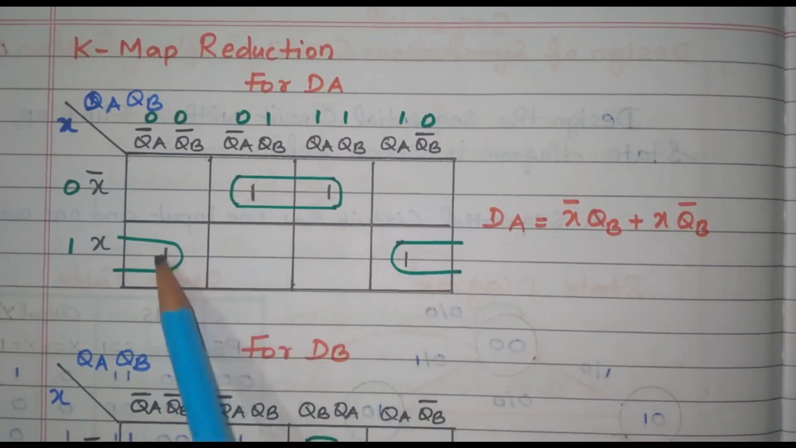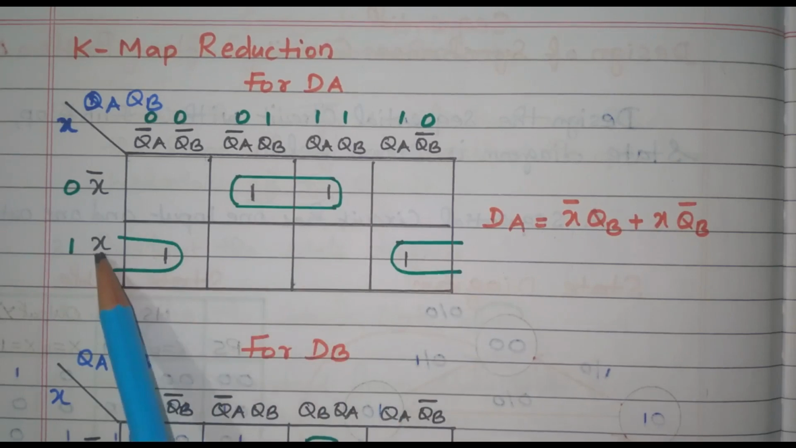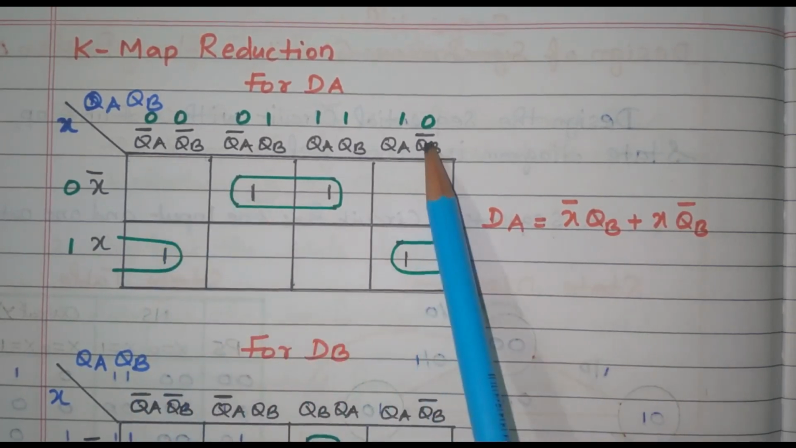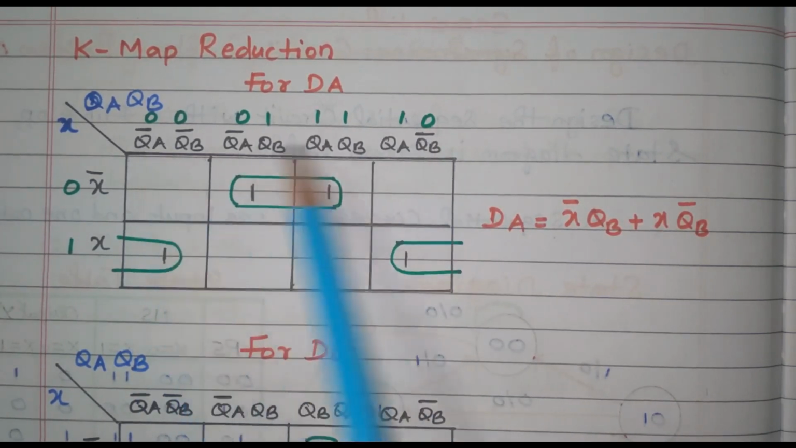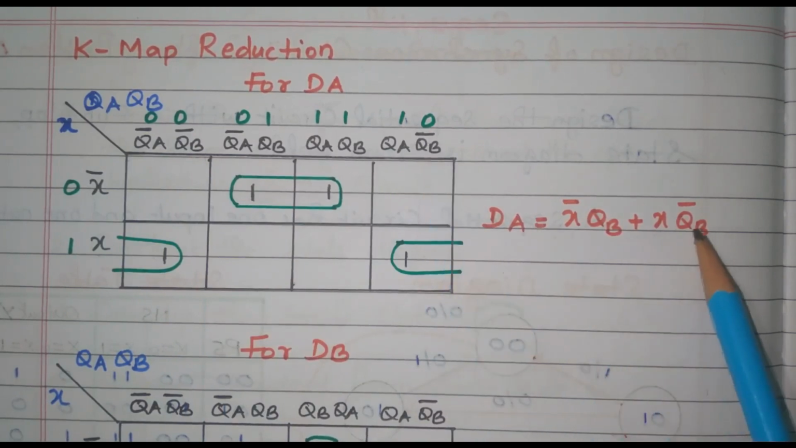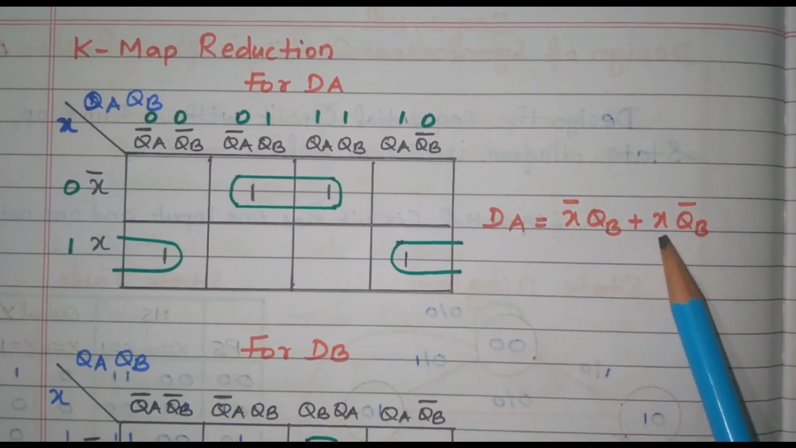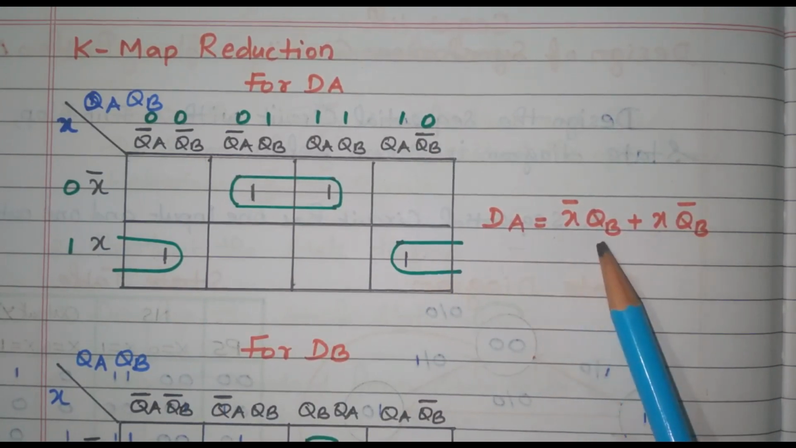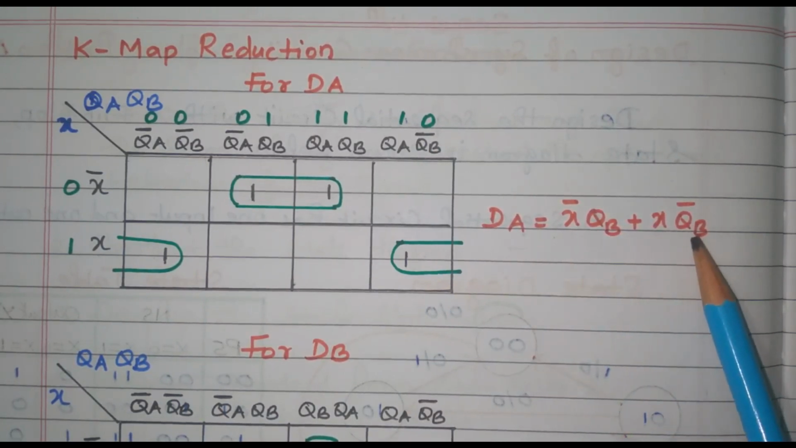Then by grouping these other two ones, x is available. We need to verify the first column and fourth column. See, qa bar and qa got cancelled. We have qb bar on both sides. So x qb bar, right? So we got the expression for DA equal to x bar qb plus x qb bar, right?